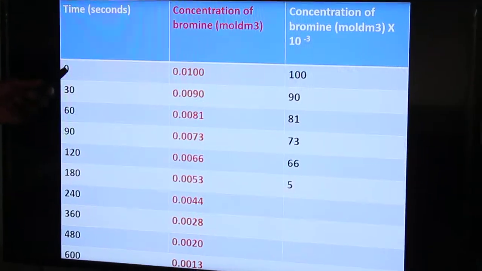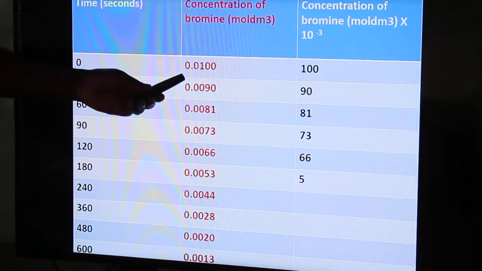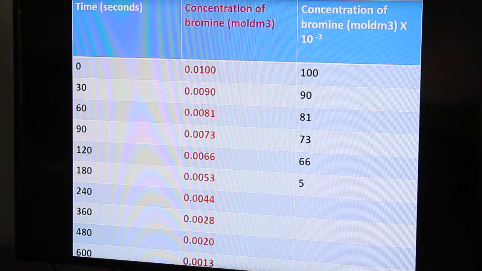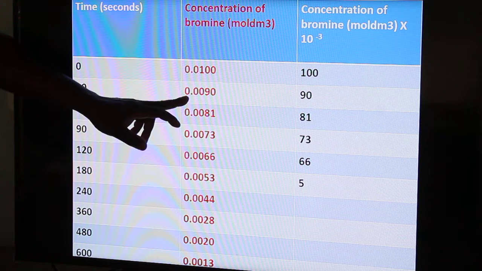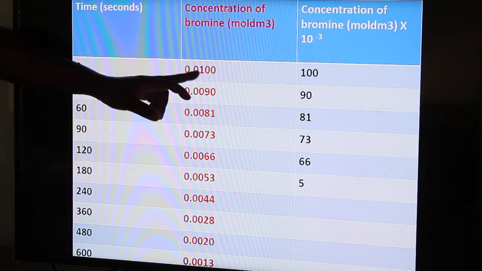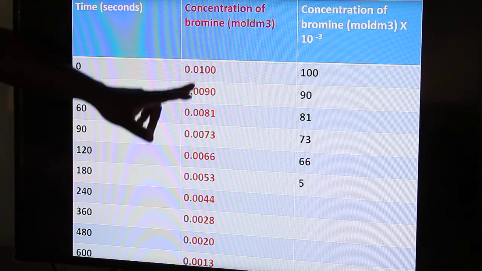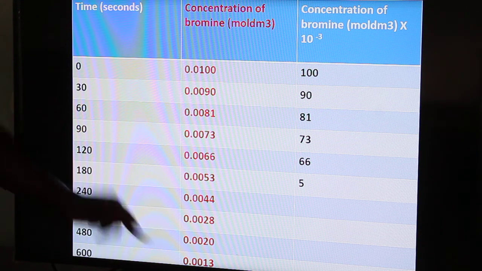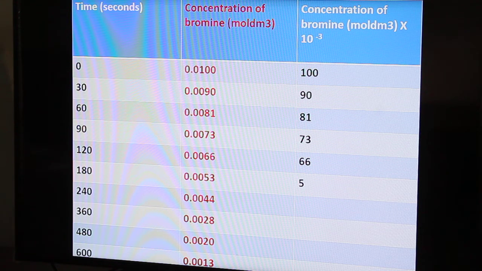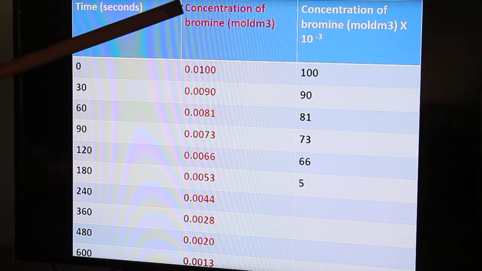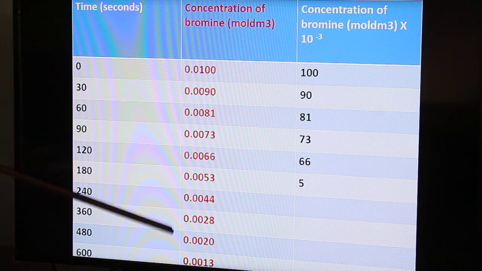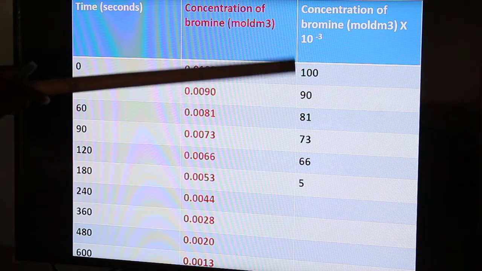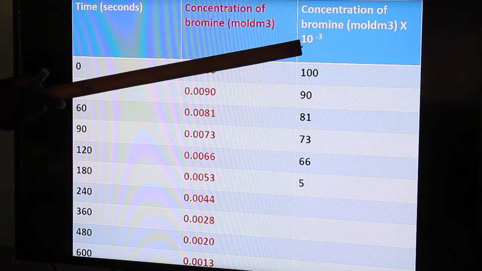So we have time. At the beginning, the concentration of bromine was 0.01. Then the concentration changed from 0.01 to 0.02. So we have the change in concentration and the time taken. Now, this third column is just the same as the second column, but it is there to make us draw a graph. Drawing a graph using these figures directly is cumbersome. So we have decided to convert these numbers into whole numbers, but to power 10 to power 3.